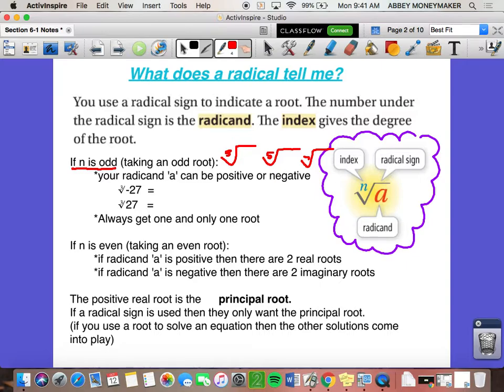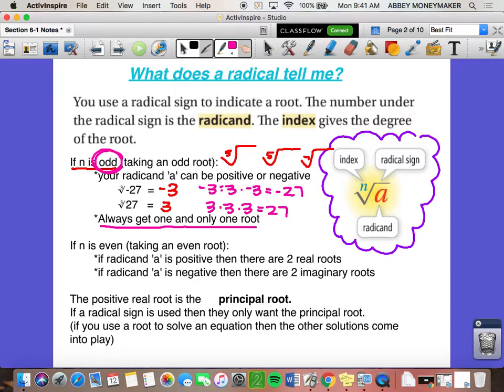So the cube root of 27 would go to 3. The cube root of negative 27 would be negative 3. And the way that that breaks down is because 3 times 3 times 3 gives us that 27. And then same thing at the top. Negative 3 times negative 3 times negative 3 would give me negative 27. So when my index is odd, I will always get one real root.